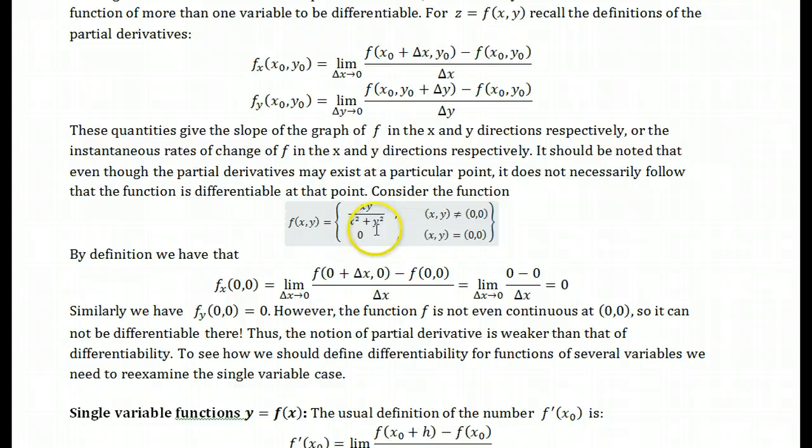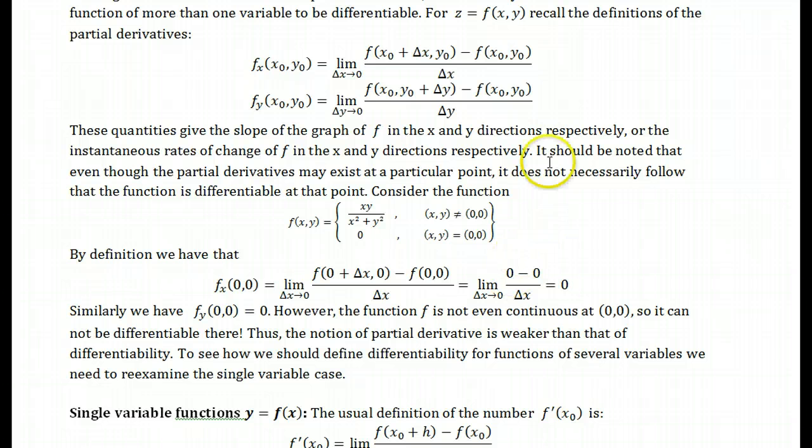This function does not have a limit at the origin, (0, 0), because if we approach along the x or the y axes, you get 0. As you approach along the line y equals x, the function values approach 1/2, and therefore we have two different paths towards the origin for which the function does not approach the same value, so its limit does not exist.